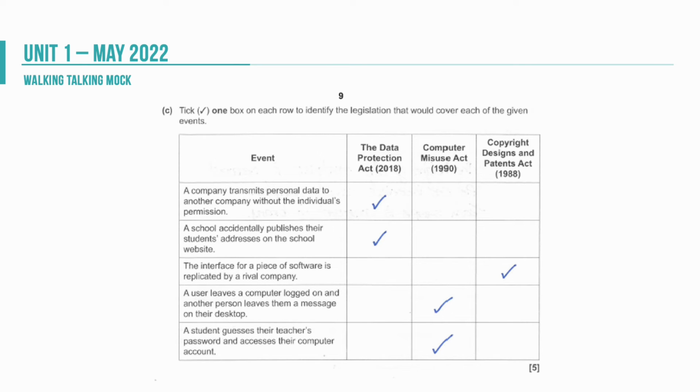Again, I'm afraid there is only 1 set of answers for this one. So the first 2 are the Data Protection Act. The third is the Copyright Designs and Patents Act. And then we've got 2 that are the Computer Misuse Act. So think about that question. One is called the Computer Misuse Act. Which of those sound like misusing a computer? Which of them sound like they're to do with data and protecting data? This is a question you could work out even if you've never had a computer science lesson before.